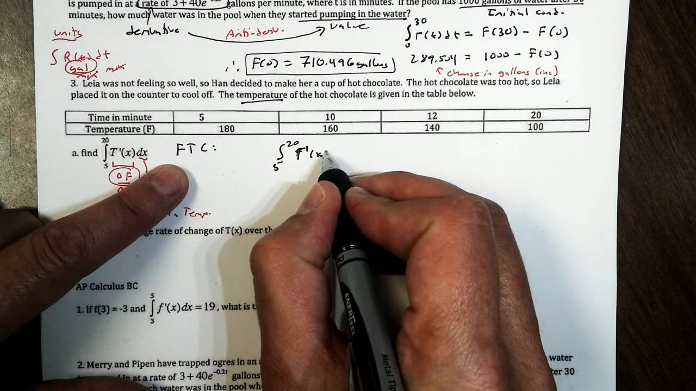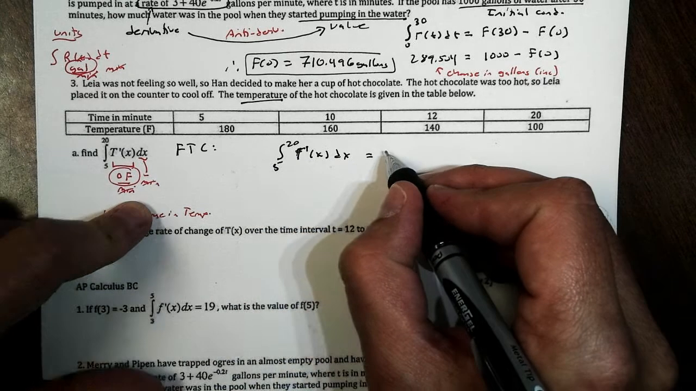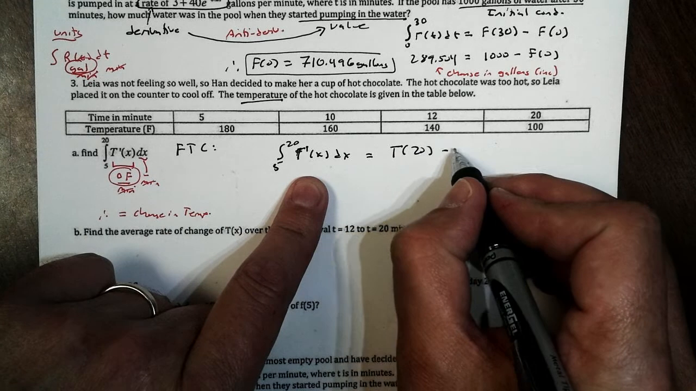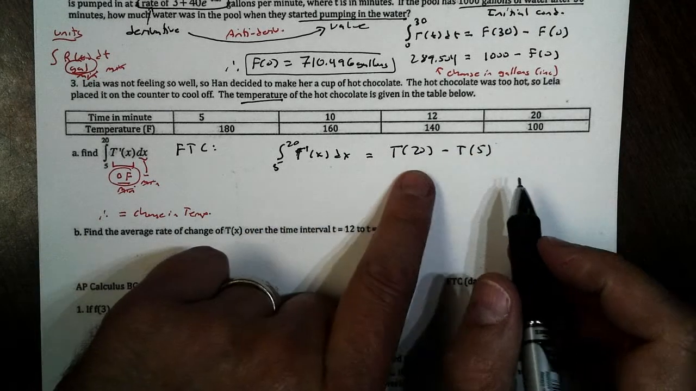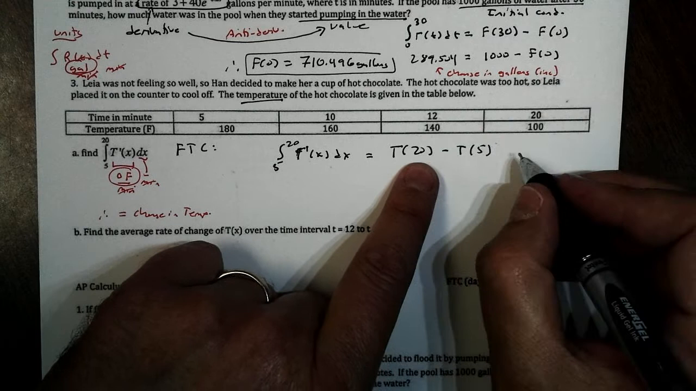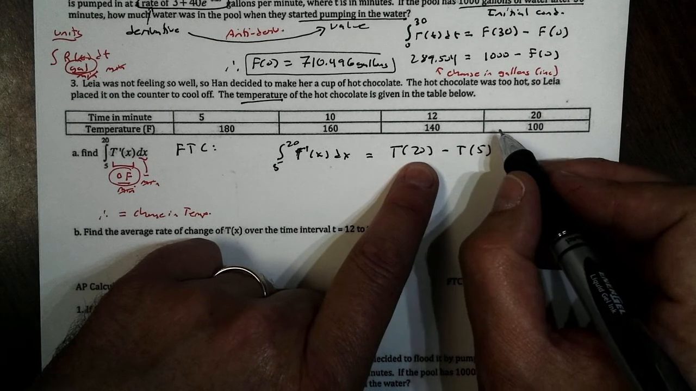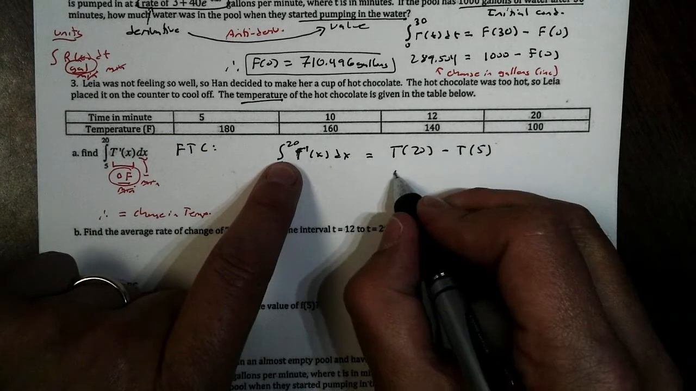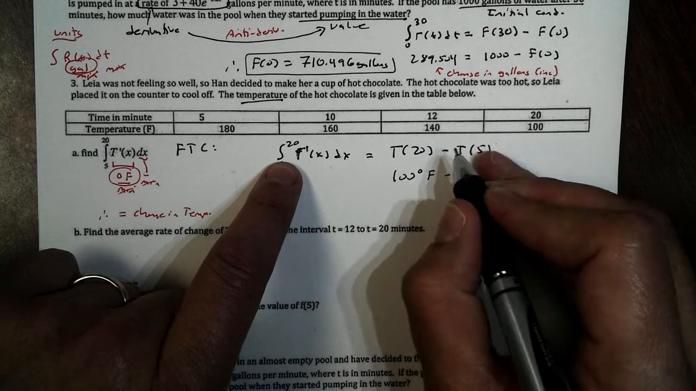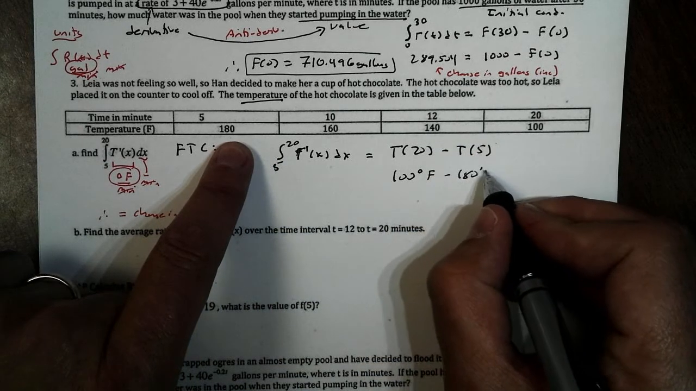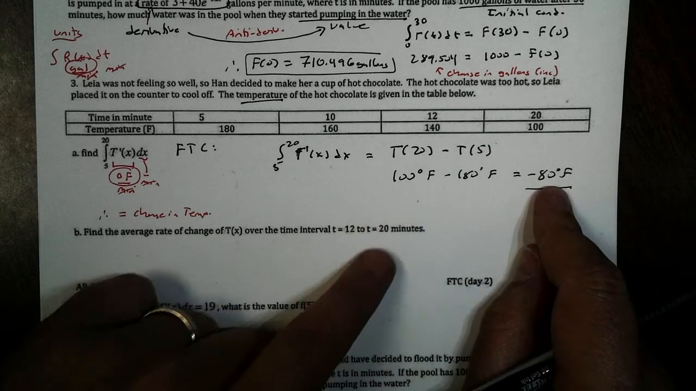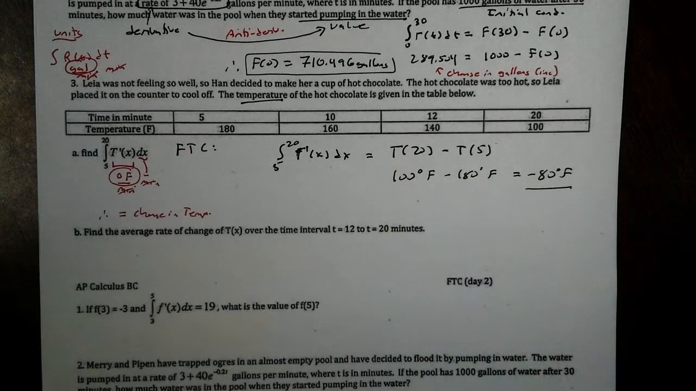T prime of x dx. Well, if I integrate this using my fundamental theorem, I would get T of 20 minus T of 5. Now notice, I'm looking at the values here. These are my values, and they give me the temperatures. At 20, we know it's 100 degrees. And at 5, the temperature is 180 degrees Fahrenheit. If I subtract them, I just get negative 80 degrees Fahrenheit. So over those 15 minutes, it's changed by roughly 80 degrees Fahrenheit right there.